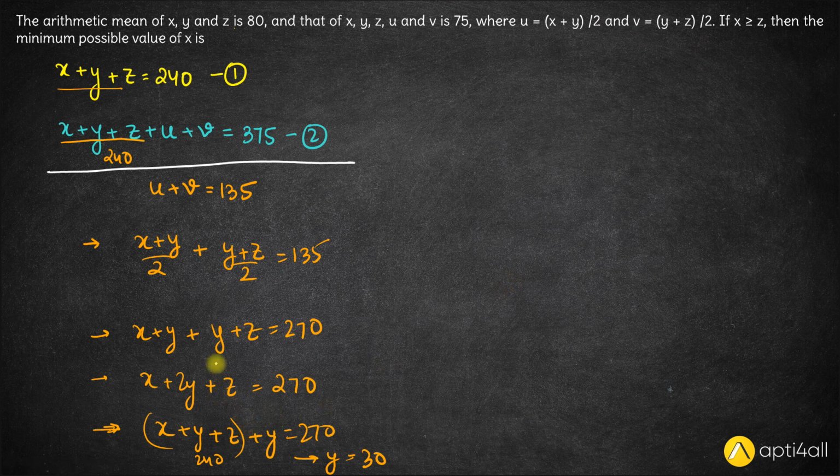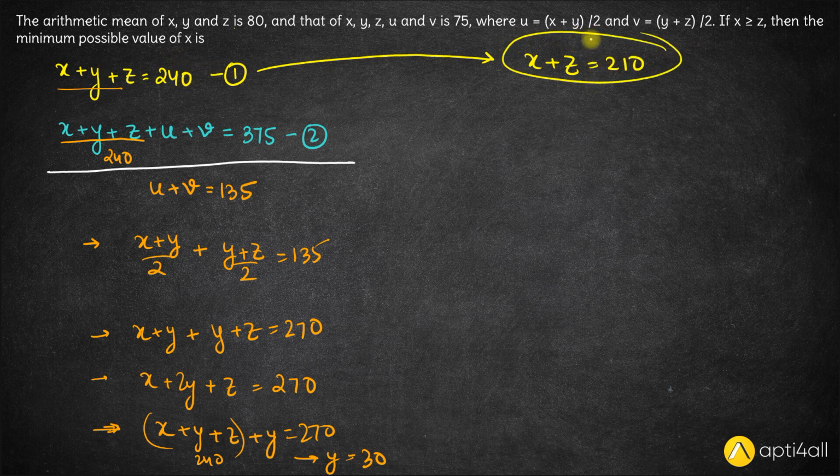So now if y is equal to 30 and we know x plus y plus z is 240, so x plus z will be 240 minus y, which is 210. We have this. Also, it's given that x is greater than or equal to z. Since x is greater than or equal to z, the least value of x will be when x is equal to z, right?